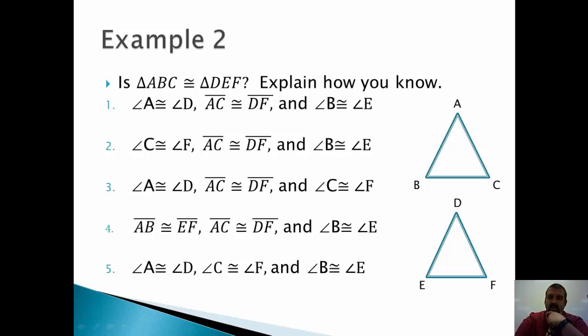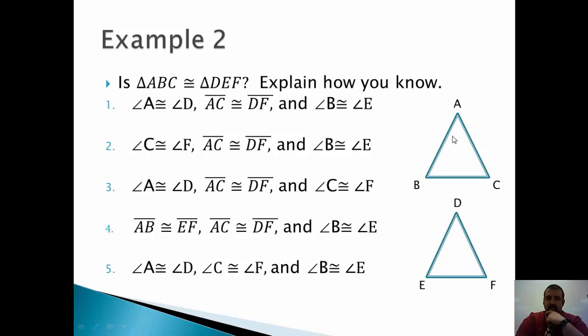Alright, if I know that angle A and angle D are congruent, and I know segment AC and segment DF are congruent, and I know angle B and angle E are congruent, well, do I have 2 angles and a side? It's very possible it's congruent. In fact, if I have 2 angles and a side, as long as they're in the right location, always congruent. Nothing to worry about there. So let me just make sure.